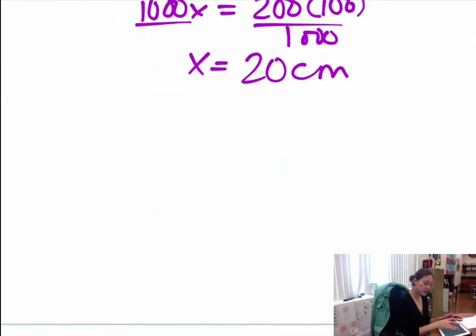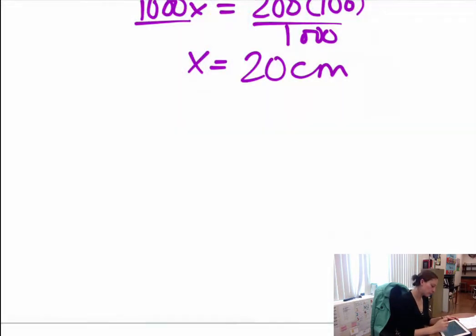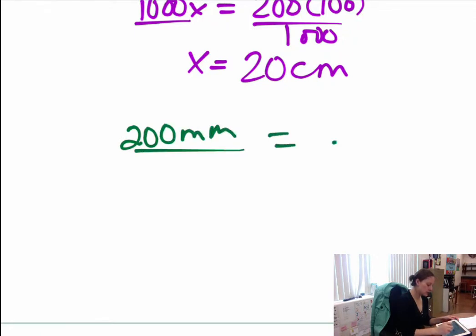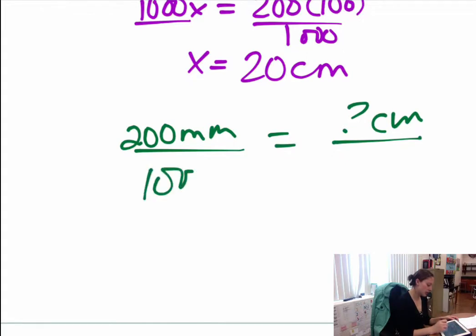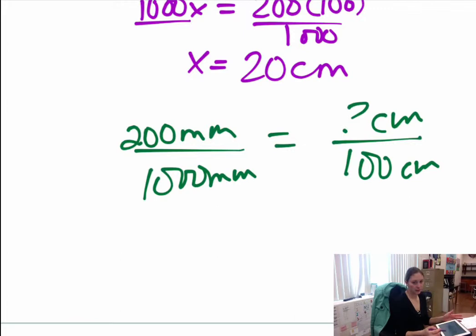Again, the other way to set this one up, in the other color, is to say that I have 200 millimeters. That's equal to what number of centimeters? There are 1,000 millimeters and 100 centimeters that are the same thing. So we're going to say that this is equal to that, if these two are equal.